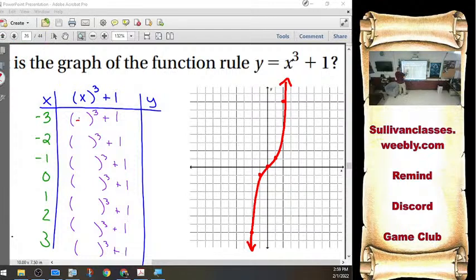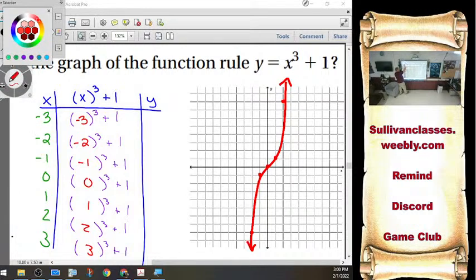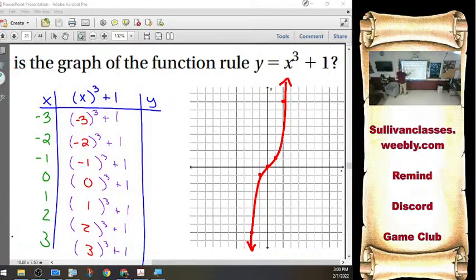If I plug in, -3 cubed is -27. -2 cubed is -8. Negative, because it is triple negative. -1, 0, 1, 8, 27. But then I have to add 1 on all of them. So it's not -27, it's -26.